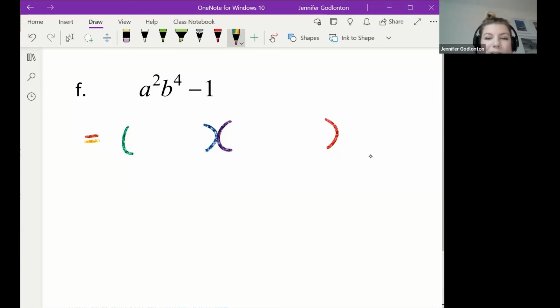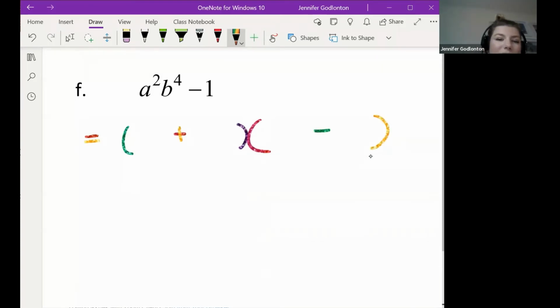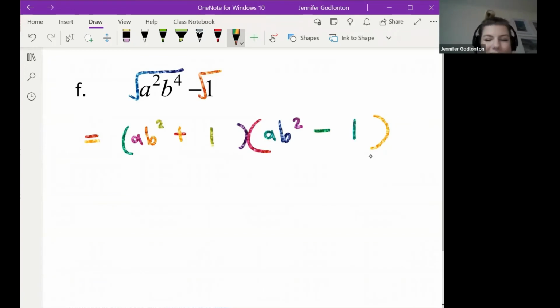Okay, so we know it's difference of 2 squares. So we're going to have a plus, we're going to have a minus. Square root of a squared b to the 4 is ab squared, ab squared. Square root of 1 is 1, 1. Done. Nice job, guys.